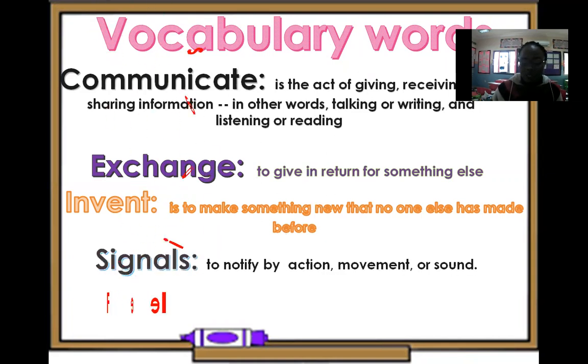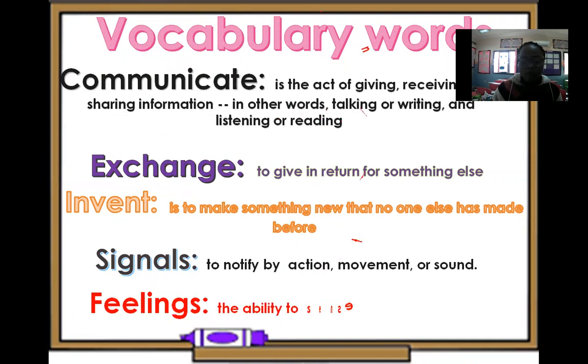Signals. Signals is to notify by action, movement, or sound. Then feelings. The ability to sense things by touch.